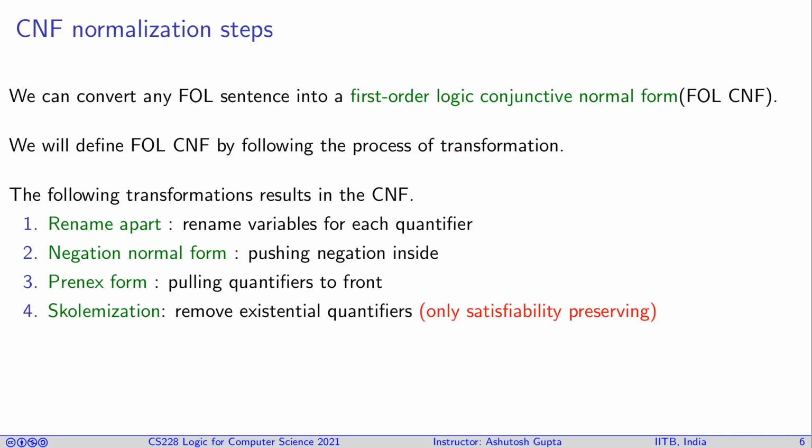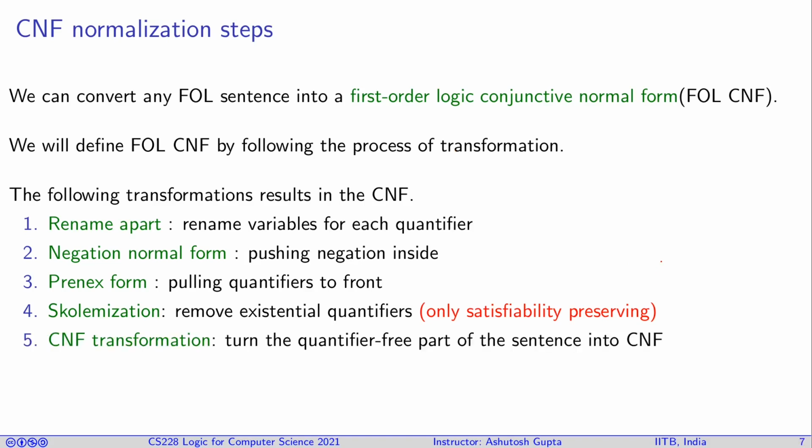Then we apply a non-trivial technique which is called Skolemization, which removes all existential quantifiers, replacing them with some fresh function names such that you have equisatisfiability. This step 4 does not produce an equivalent formula. Now it produces an equisatisfiable formula. We are left with universal quantifiers and the body.